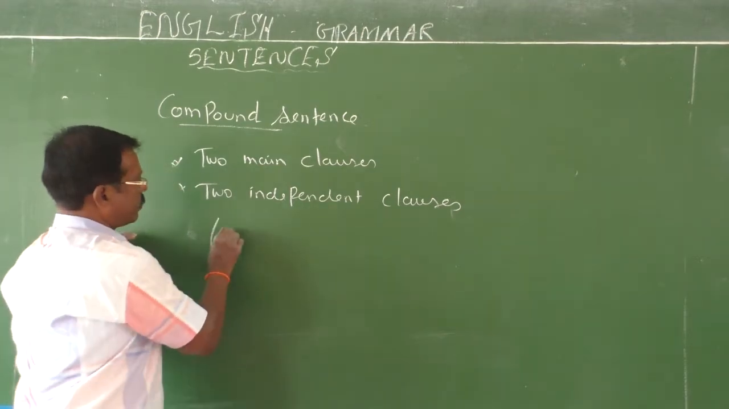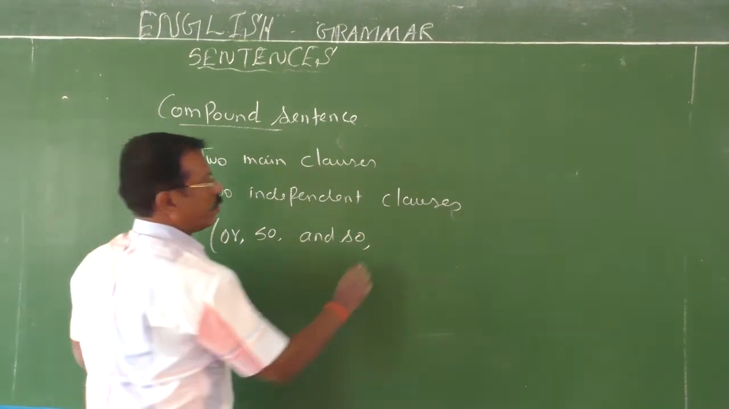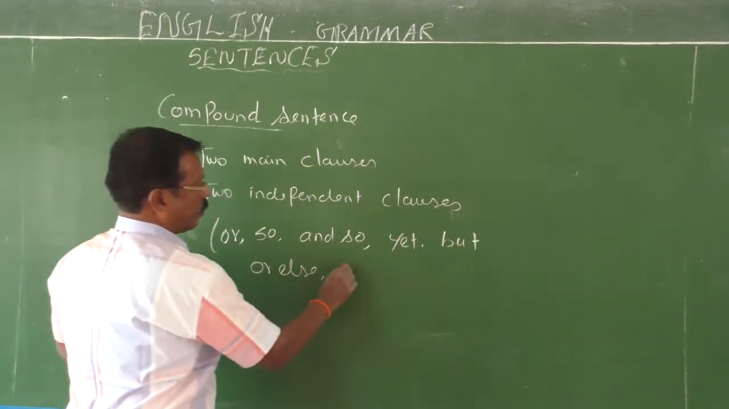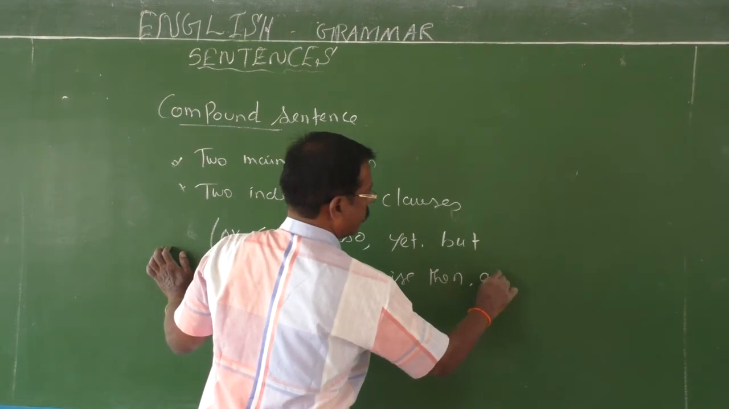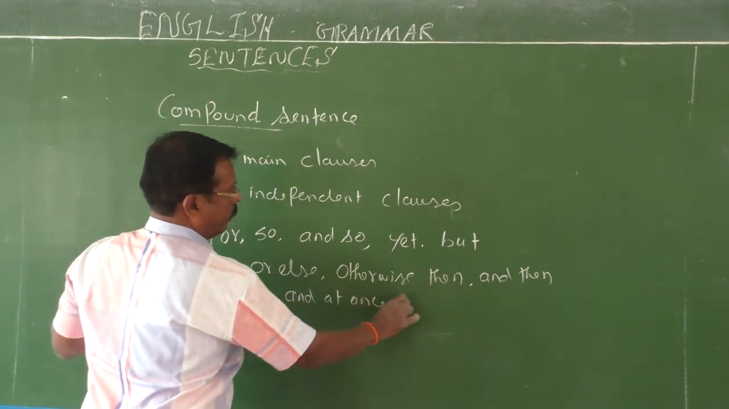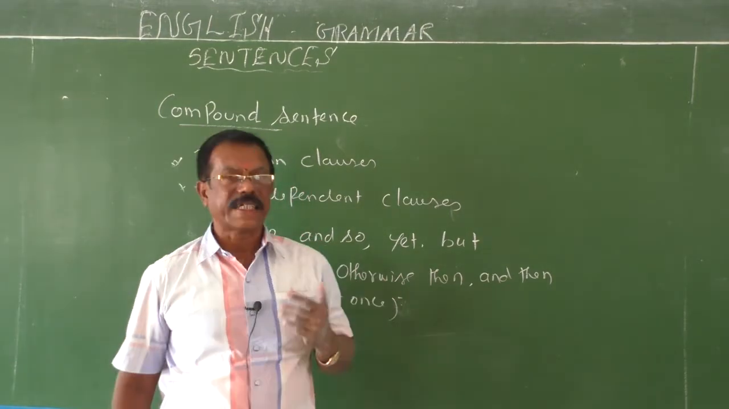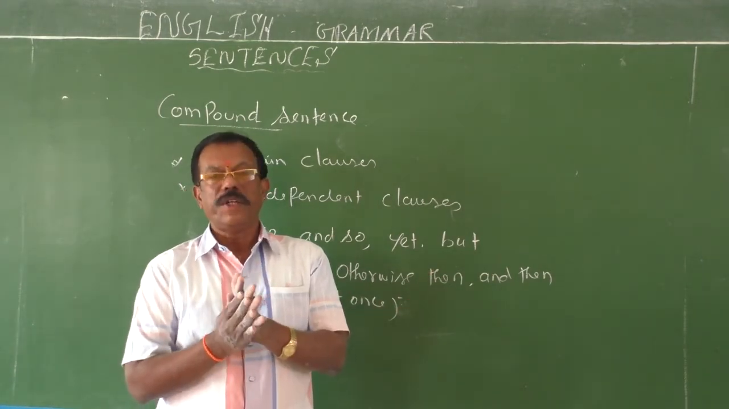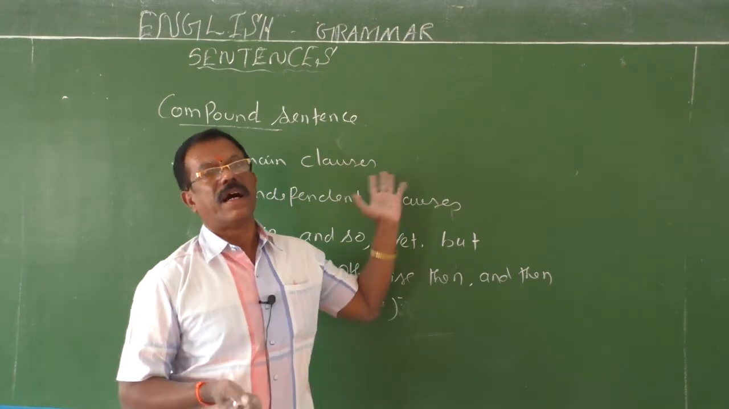So what are all the coordinating conjunctions? And, so, and so, yet, but, or else, otherwise, then, and at once, immediately. So you may have these types of conjunctions, connectors or coordinating conjunctions which connect two independent clauses. When two independent clauses are connected with the help of these coordinating conjunctions, what you get is called a compound sentence.